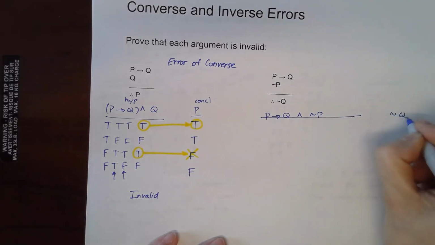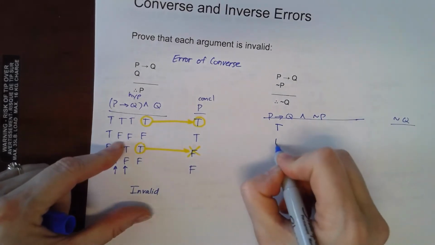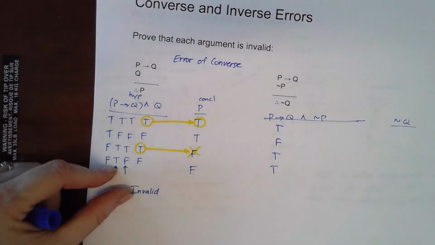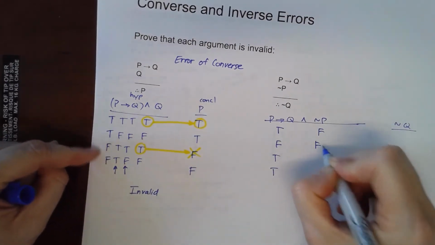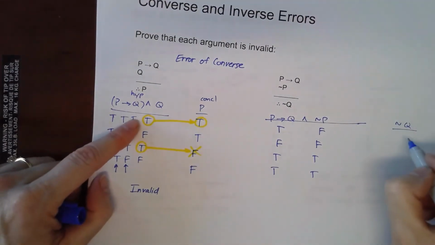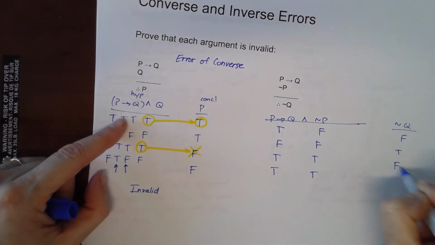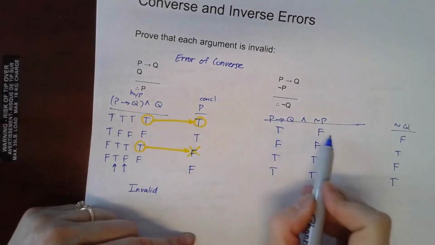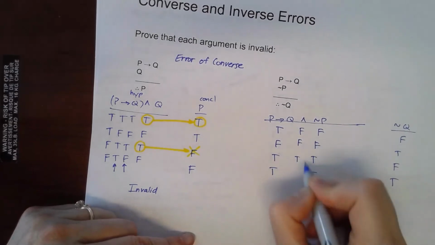Okay, and then not Q over here. I've already got P implies Q, and just write those down. True, false, true, true. Not P over here is going to be false, false, true, true. Not Q over here is false, true, false, true. Alright, so when I add these two, these aren't both, so this one's false, but these two are true.